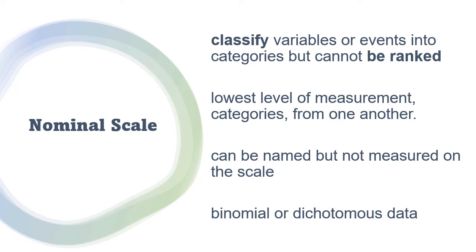Or for example, let's say religious affiliation. I could not say that religious affiliation A, Catholics, is better than Protestants. I could not say that Muslims are better than Protestants because that would be an argument on religion, and we don't want to be on that line. That's why it's considered to be nominal scale.